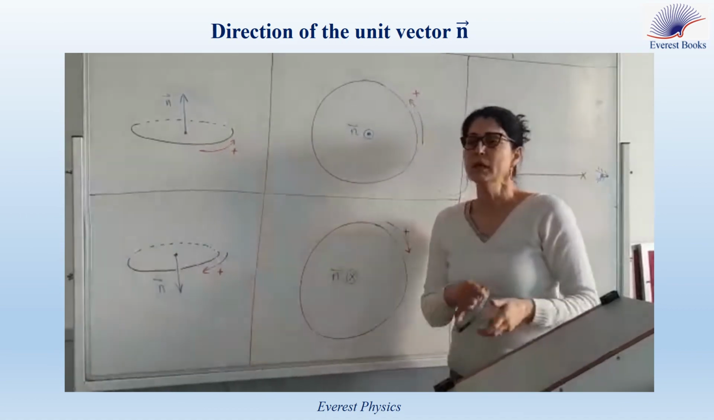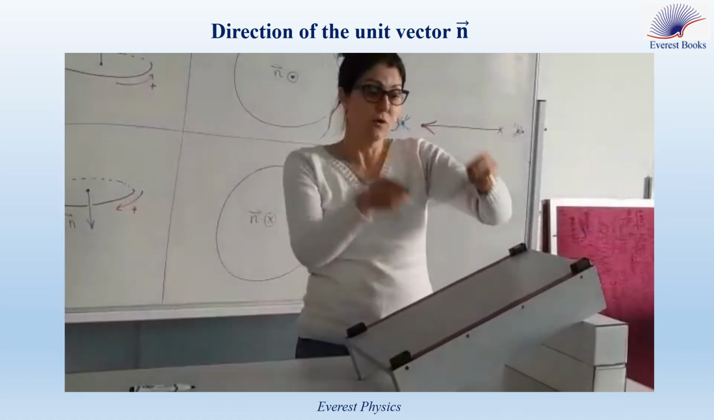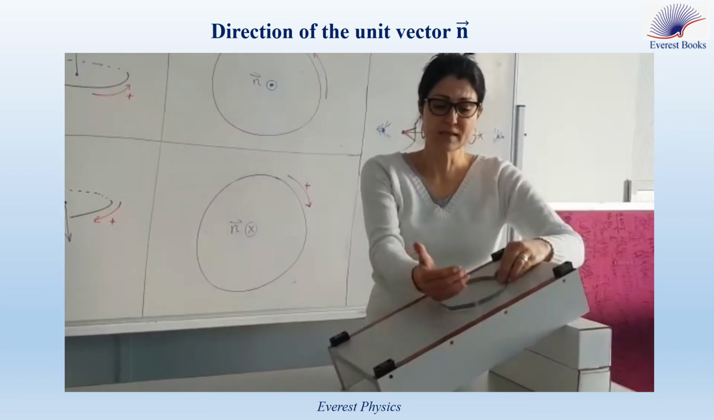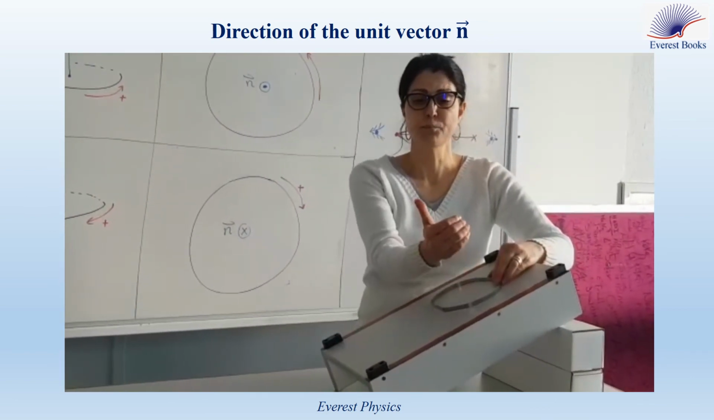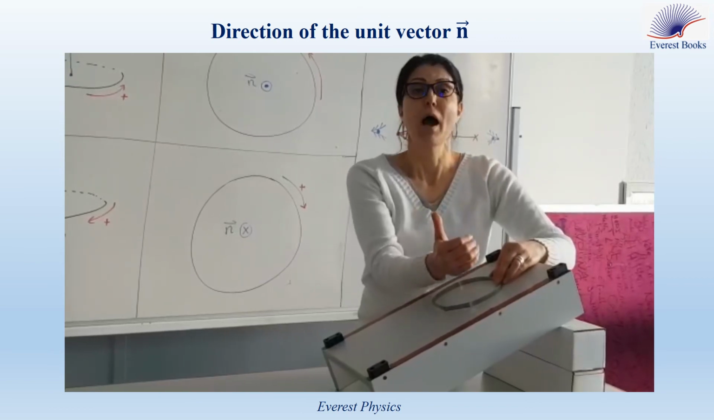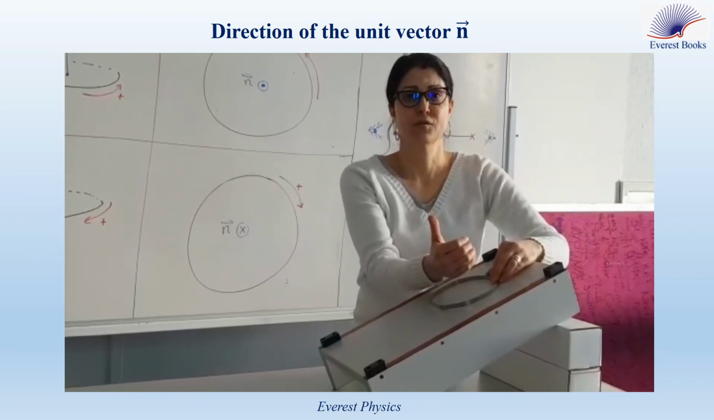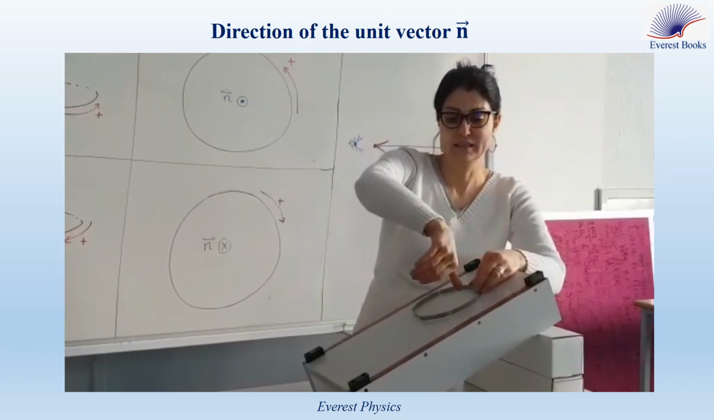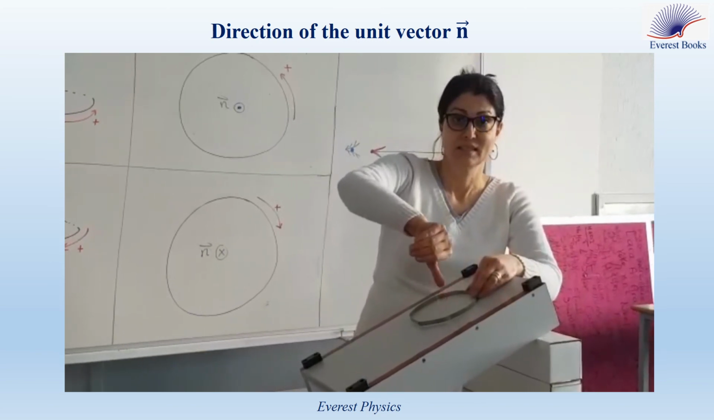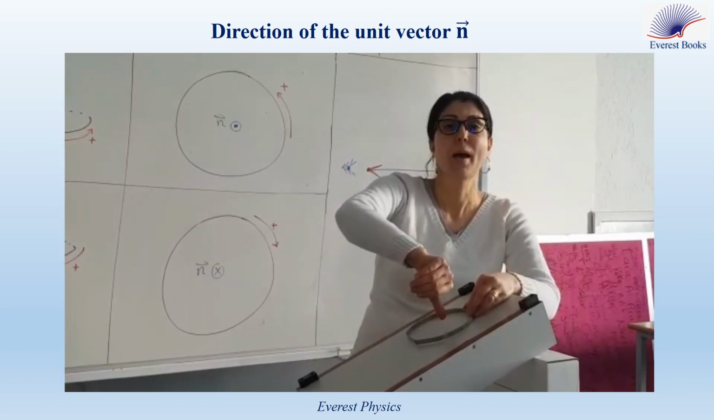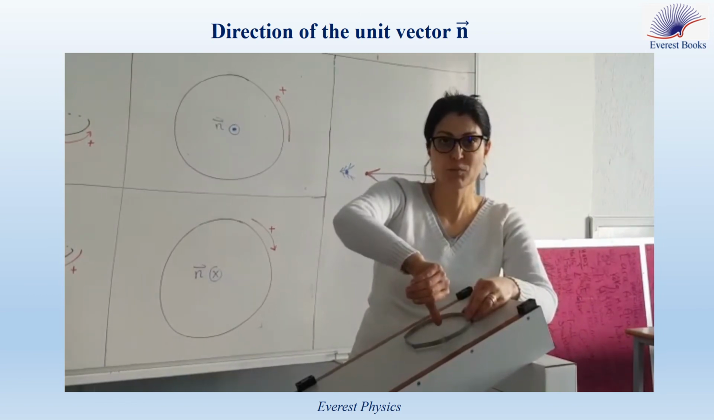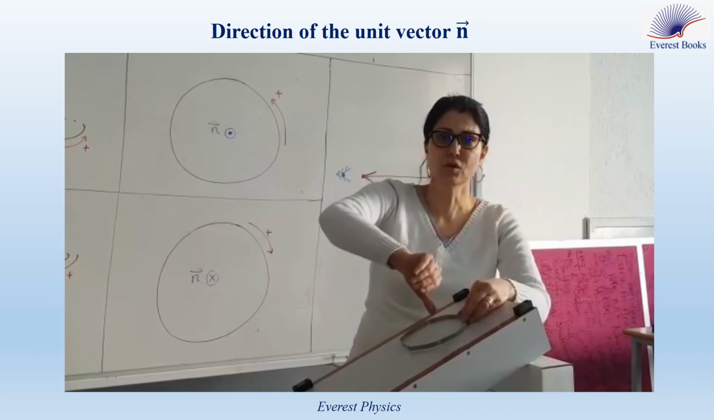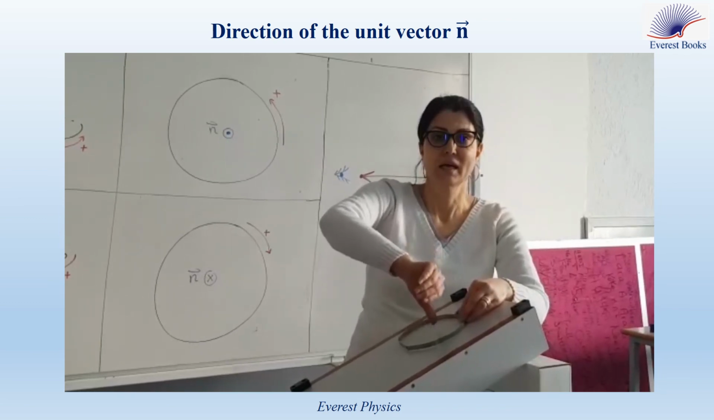Now also we can place, for example, the loop on an inclined plane. We will follow the same procedure. If the positive sense is like that, then the thumb points upward, perpendicular to the surface of the inclined plane. And if the positive sense is like that, the thumb points downward in a direction perpendicular to the inclined plane, which means that the unit vector is downward, perpendicular, or normal to the inclined plane.